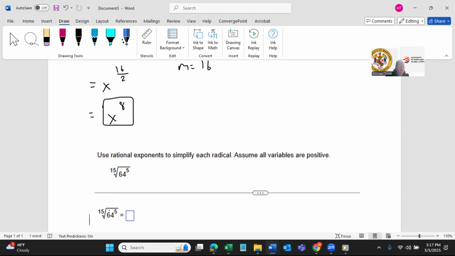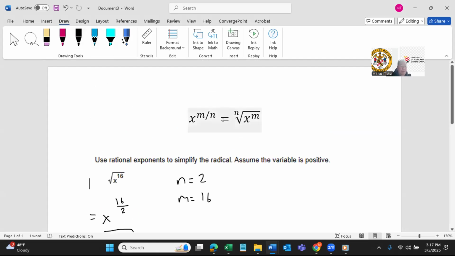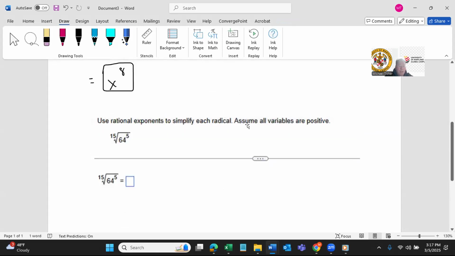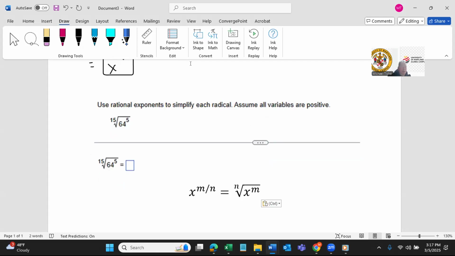Now let's do the same trick for this problem right here that says the 15th root of 64 to the 5. Okay, and so let's see the formula once again. Comparing the formula with the given problem, here we see now that the index is 15, which means n is 15. The way to remember that n is the index is just to remember that index starts with n.